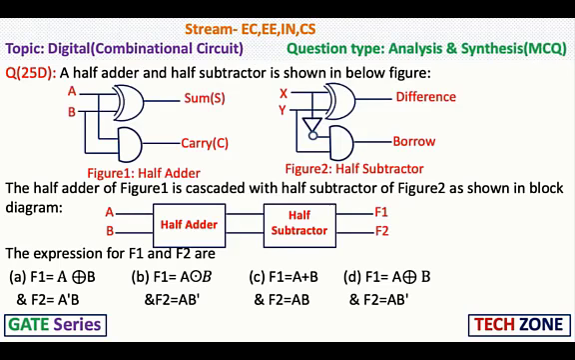Next, a half adder and half subtractor are shown below in the figure. So this is the figure here for the half adder and the half subtractor. The half adder of figure 1 is cascaded with the half subtractor of figure 2 as shown in the block diagram. So this is the block diagram here. The expressions for F1 and F2 are: option A, F1 = A XOR B and F2 = A bar B; option B, F1 = A XNOR B and F2 = A B bar; option C, F1 = A + B and F2 = AB; option D, F1 = A XOR B and F2 = A B bar.